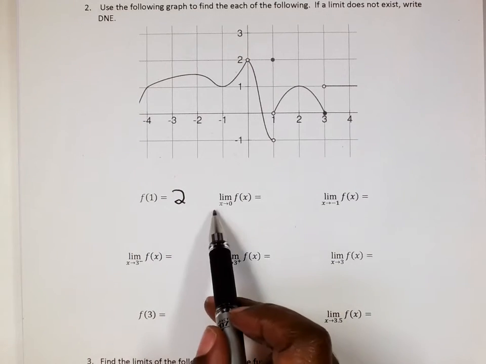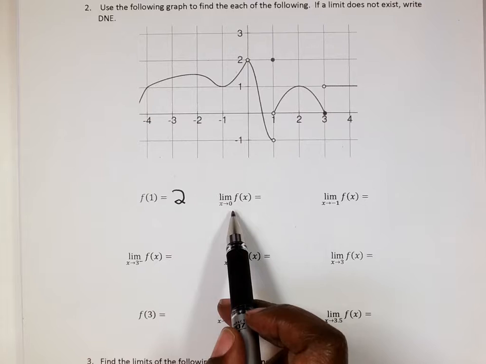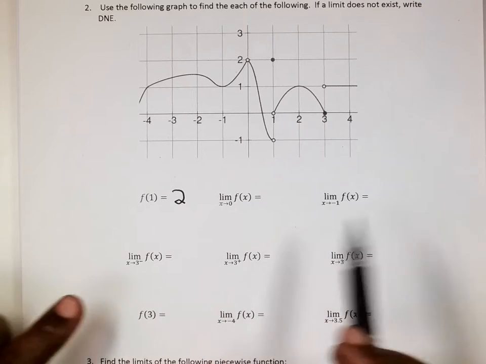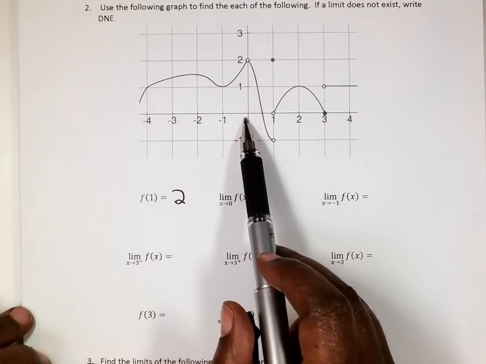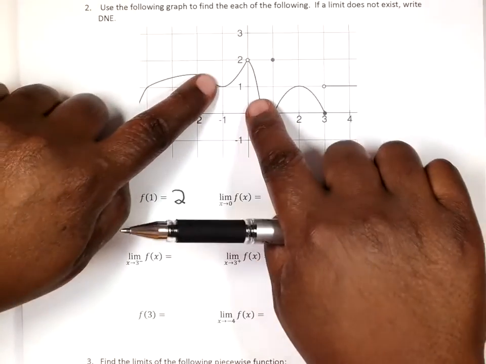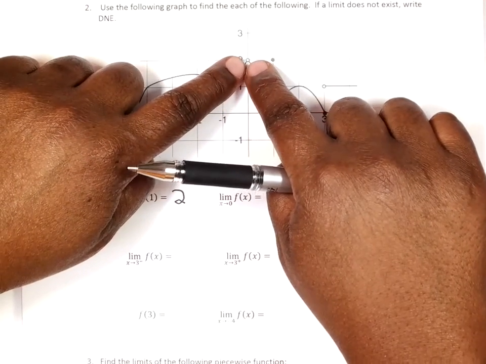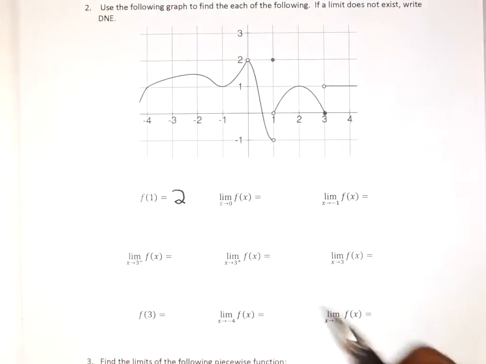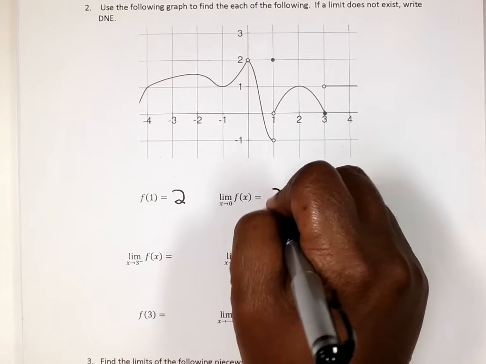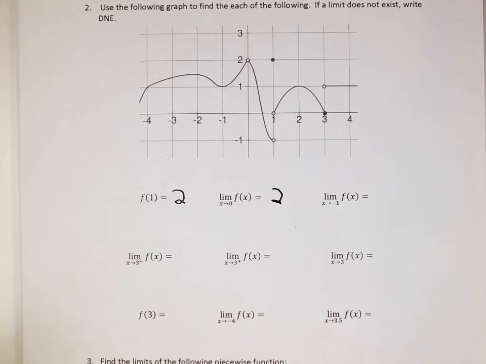The next one, limit as x approaches 0 of f of x. So here's 0. And I'm going to put my finger on the graph, and as I get closer and closer to 0 on either side, the value that it's going to is 2. It doesn't matter that f of 0 doesn't even exist. All I care about is I'm getting closer and closer to it, what y value is it actually going to.